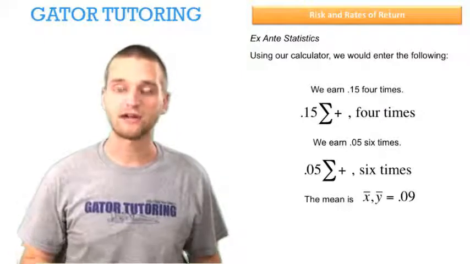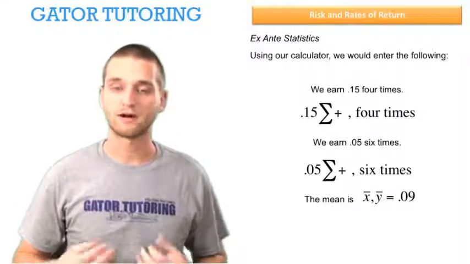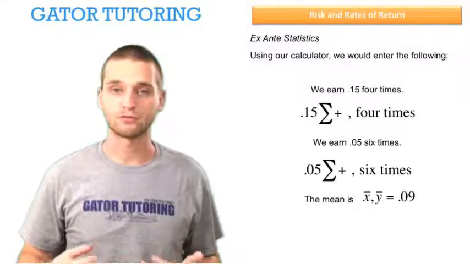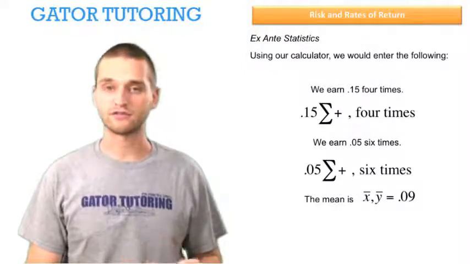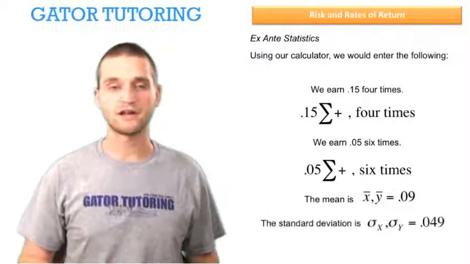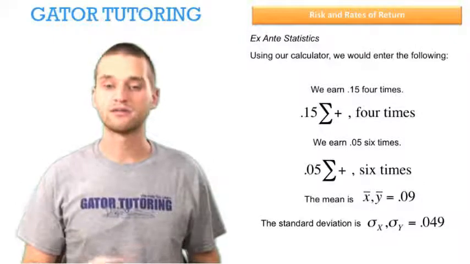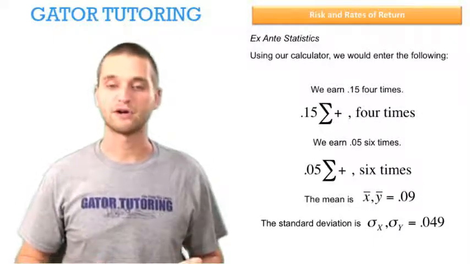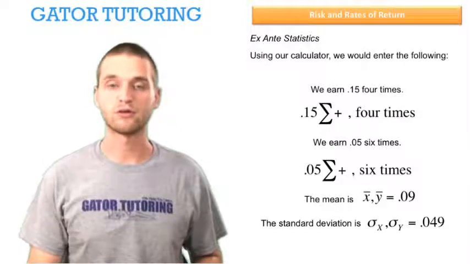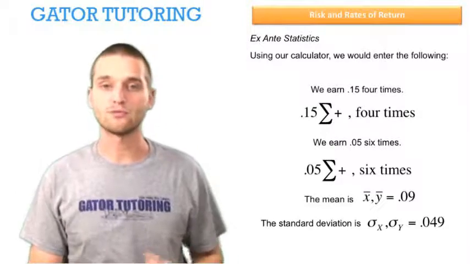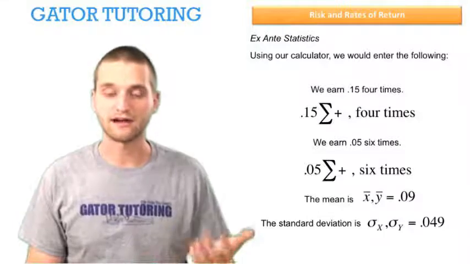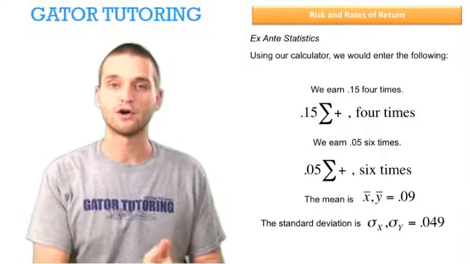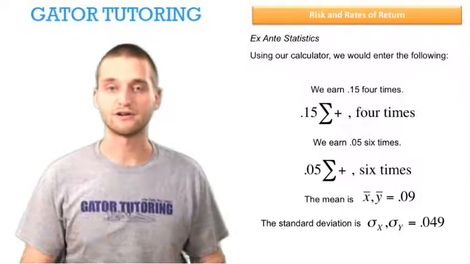Now we can just press the X bar Y bar button to get our mean, which is our expected rate of return. And it's going to be 9%, the same way we found it the first time. The standard deviation we get by pressing this button, sigma X, sigma Y, and we get 0.049. We get the same answer as we did before. So if you feel more comfortable using your calculator, this is a way to get the correct answer by entering in the data over this hypothetical fixed amount of periods.